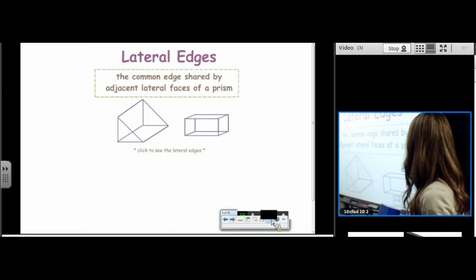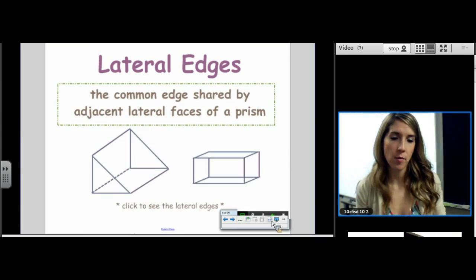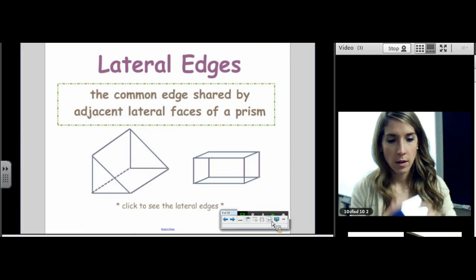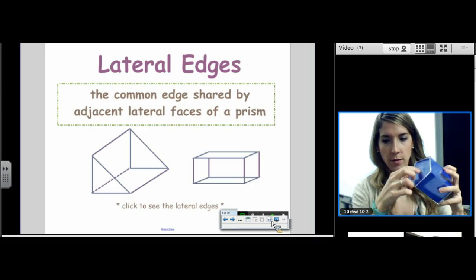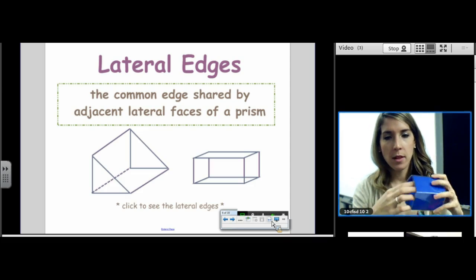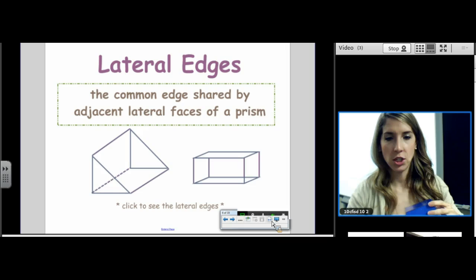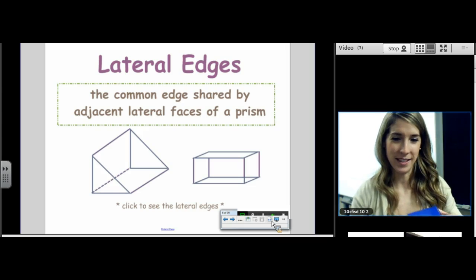Okay, what is a lateral edge? Once again, you don't need to memorize the definition. Oh, sure, I can show the net, Edriel, sure. Lateral edges: the common edge shared by adjacent lateral faces of a prism.